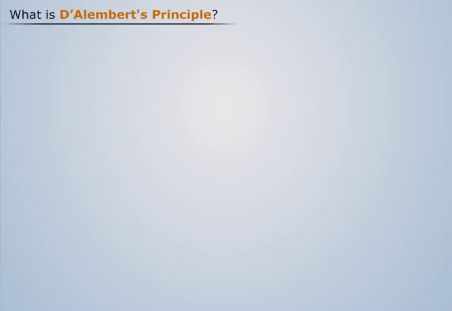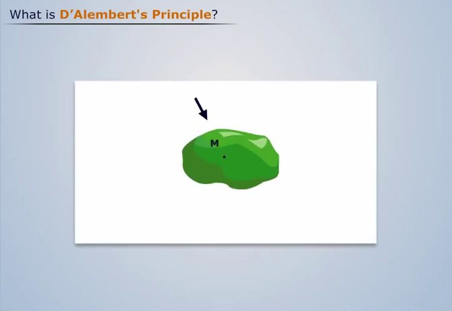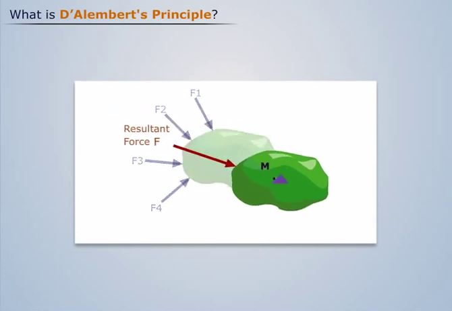To understand D'Alembert's principle, let us consider an object of mass m, subjected to the forces F1, F2, F3, and F4. Let F be the resultant of all these forces. Because of F, this object accelerates with an acceleration a.